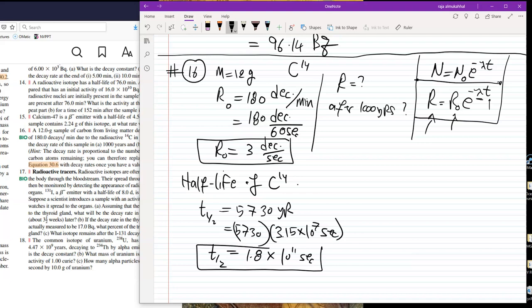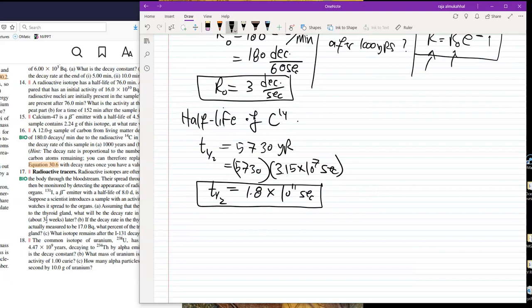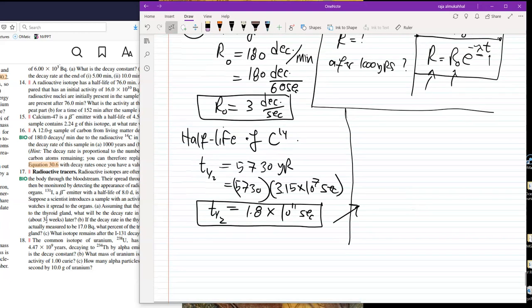Well, now it becomes kind of easy, I hope. If I know the half-life, maybe I'll just mark on the side here. So remember, from this formula here, I need to find lambda. I know that there is a relationship between half-life and lambda. So half-life is equal to 0.693 over lambda. Therefore, lambda is 0.693 over the half-life, which is 1.8 times 10 to the 11.